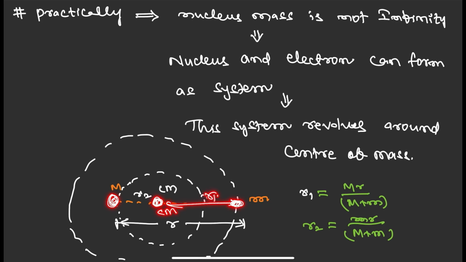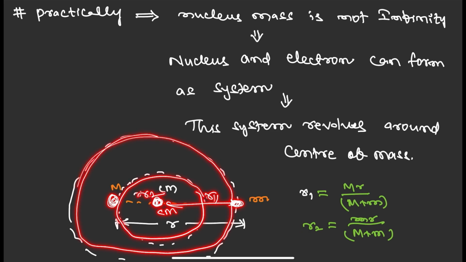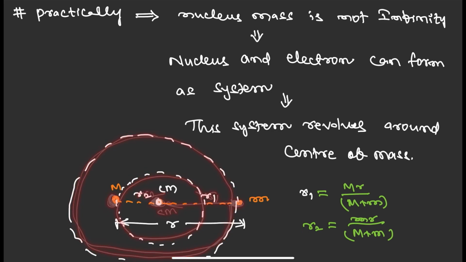This distance is R1, and this is R2. So they are moving with respect to this center of mass. The distance of the center of mass from the electron is R1, and the distance of the center of mass from the nucleus is R2. Sir, why is this part closer to this one? The center of mass is always closer to the heavier mass. So R1 is equal to capital M into R by capital M plus small m, and R2 is equal to small m into R by capital M plus small m. We can write this.